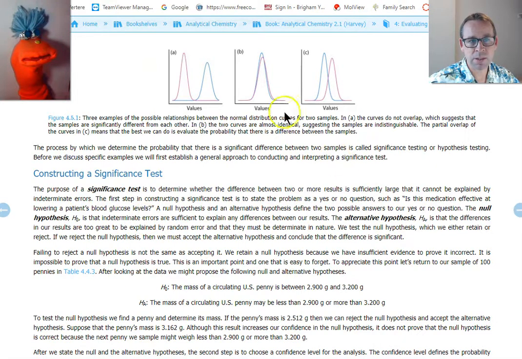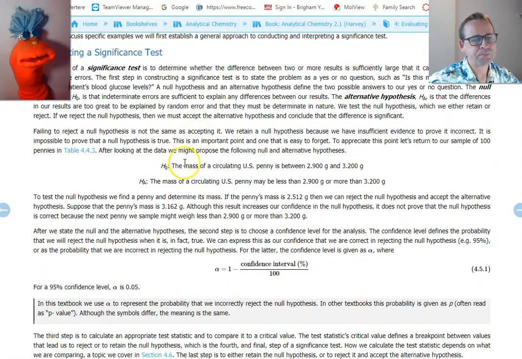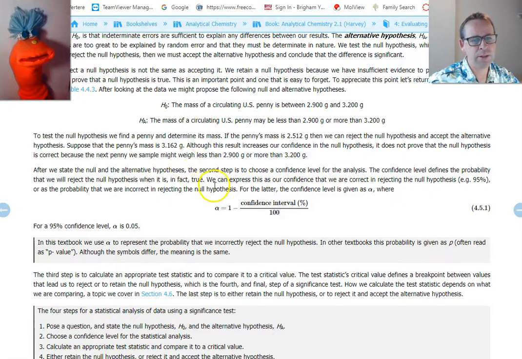The alternative hypothesis is that the indeterminate errors cannot explain the difference, and the difference is due to the presence of something, or it's due to determinate errors. All right? Okay. Now, the difference between the null hypothesis and the alternative hypothesis creates what we call an alpha number.